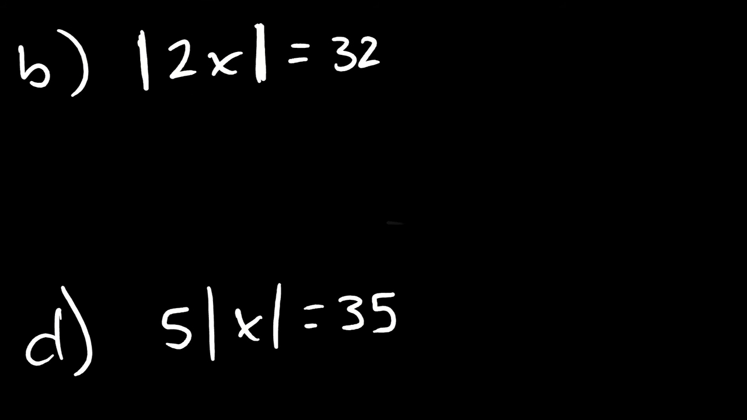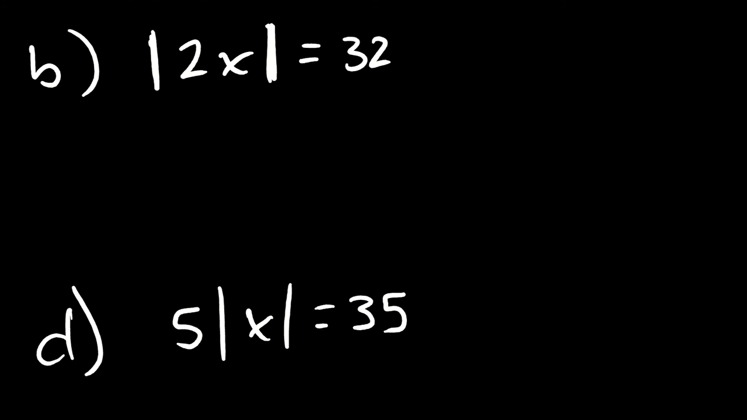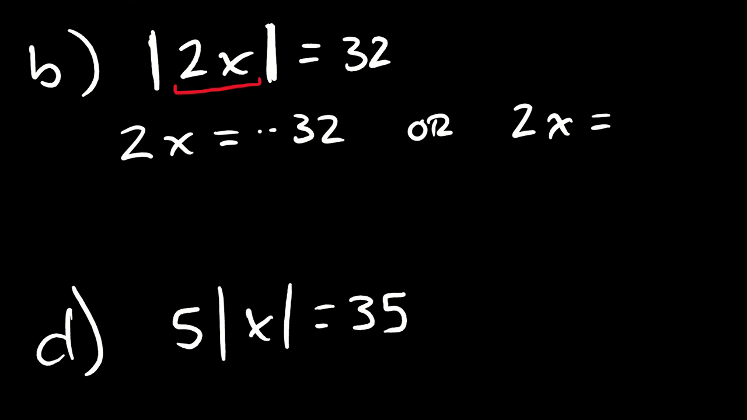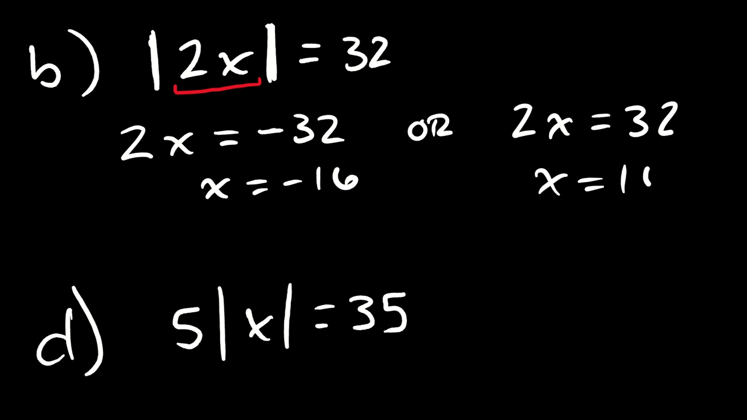So I'm going to take the same exact tack with this. I'm going to look inside. And again, what I'm saying is that this thing inside could either be positive 32 or it could be negative 32, right? And I'll just write both down. Either 2x is negative 32, or it's the case that 2x is positive 32. In the case that 2x is negative 32, that means that x is negative 16. And if 2x is positive 32, then x would equal positive 16.